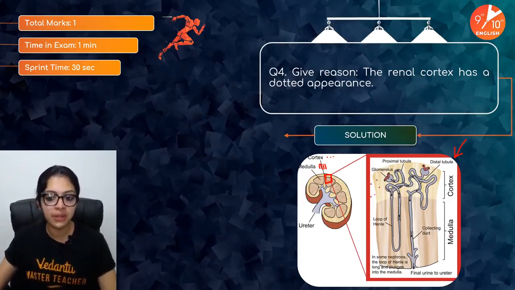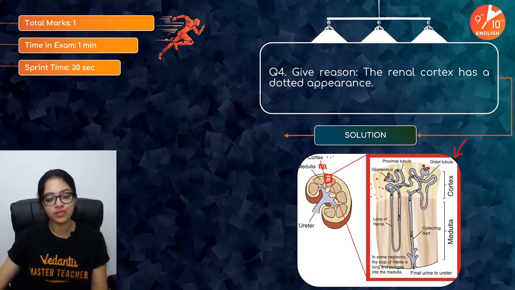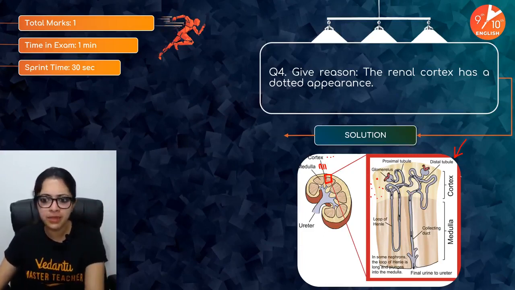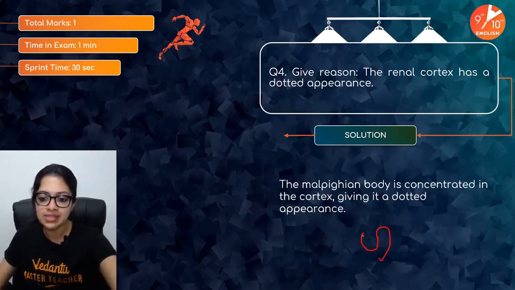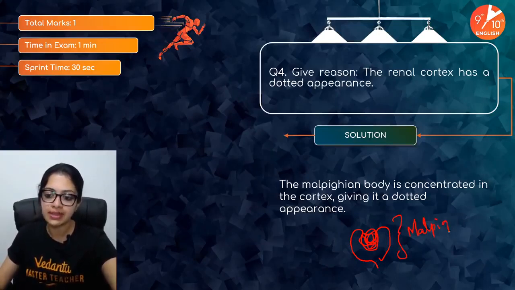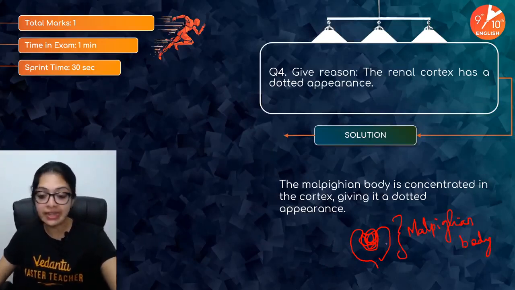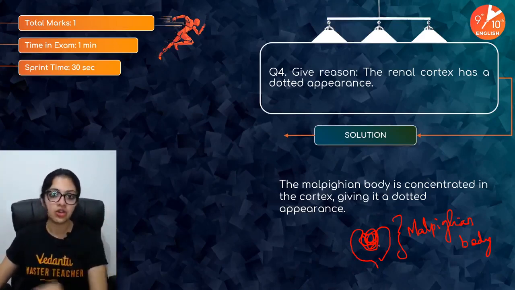Outer cortex would have a dotted appearance as a result of the concentration of millions of Malpighian bodies. Now, what are Malpighian bodies? This portion, remember, the Bowman's capsule along with the glomerulus together forms the Malpighian body. This is the Bowman's capsule and this is the glomerulus. Together they form the Malpighian body. So since structurally, these are mainly concentrated in the renal cortex and not in the medulla, overall, it gives the cortex a dotted appearance.